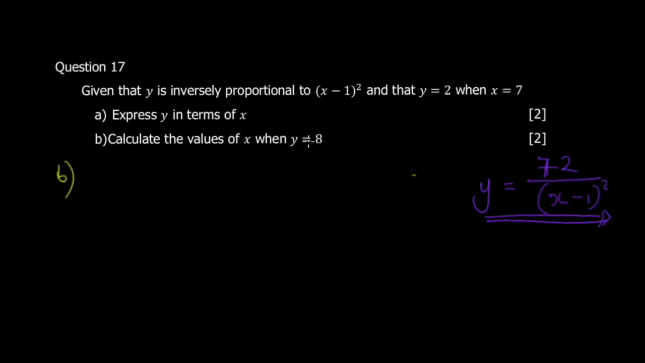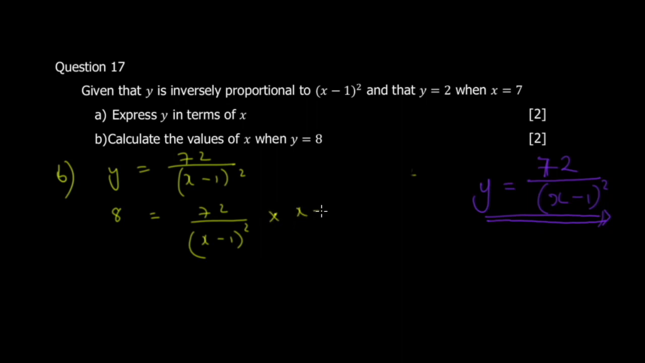Calculate the value of x when y equal to 8. So when y equal to 8, if you want, you can repeat your relation first. Then y equal to 8 here. So 8 equal to 72 divided by (x minus 1) squared. So you can multiply both sides by (x minus 1) squared. Here we're doing this so that we can clear the fractions.